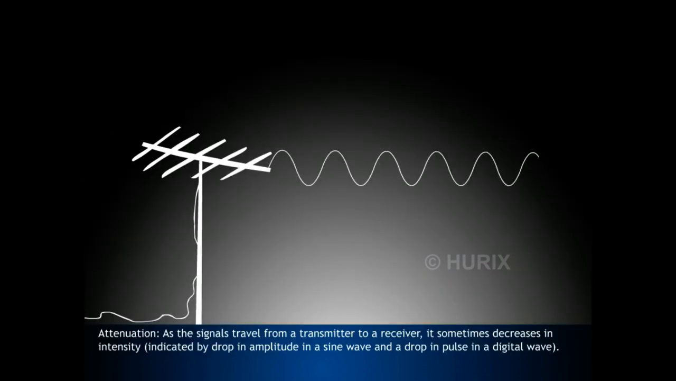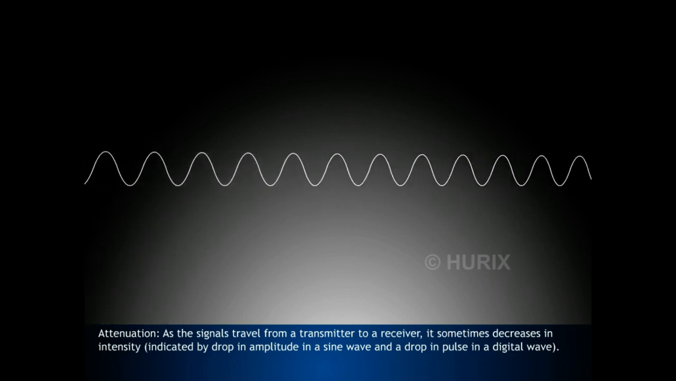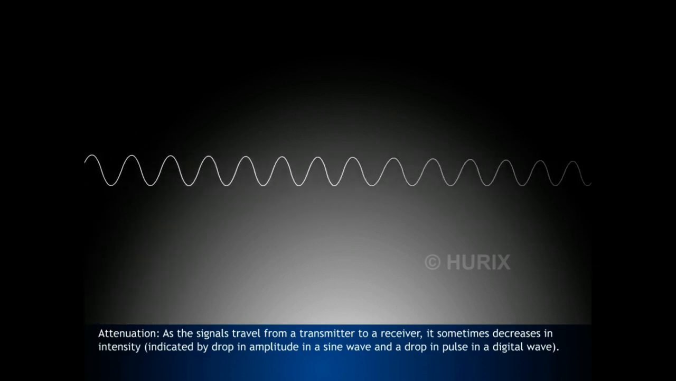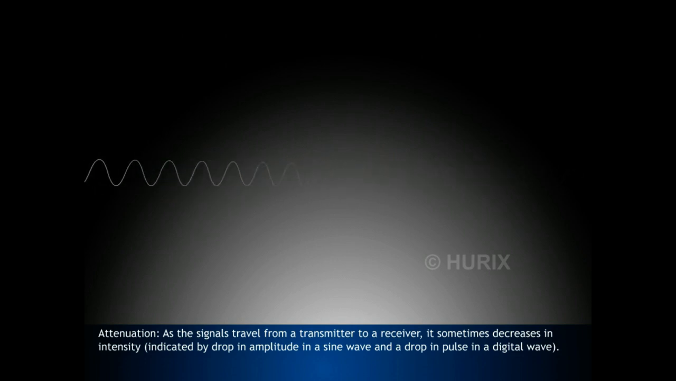Attenuation. As the signals travel from a transmitter to a receiver, it sometimes decreases in intensity, indicated by a drop in amplitude in a sine wave and a drop in pulse in a digital wave. This process is known as attenuation.